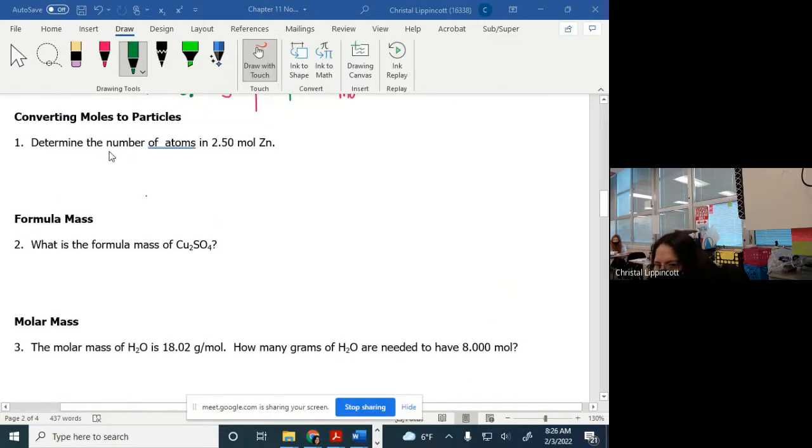So now we've got moles of zinc, and they want us to convert that into atoms. So see if you can set that up with your dimensional analysis and come up with the answer for that.